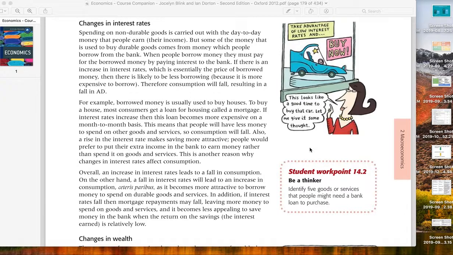On the other hand, a fall in interest rates will increase consumption, ceteris paribus. Because once again, as it becomes more attractive to borrow money, you are going to then take it out and maybe buy that second car or buy that bigger house because it's cheaper and cheaper to raise money. All right, so I hope that makes sense. Can you see how interest rates directly impact consumption?